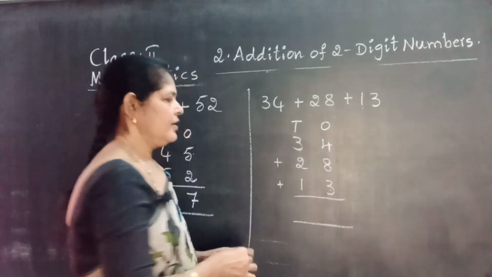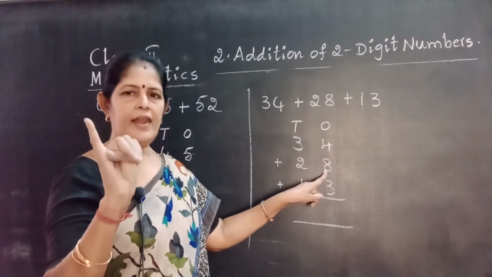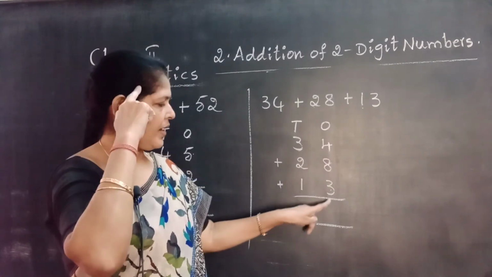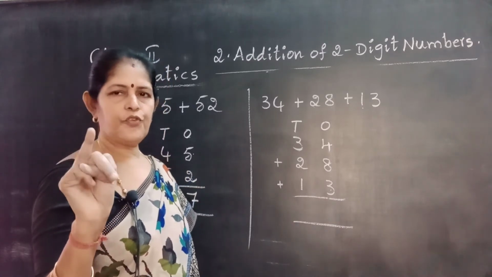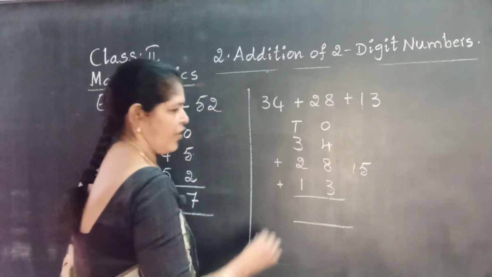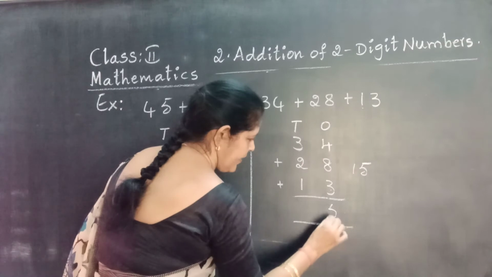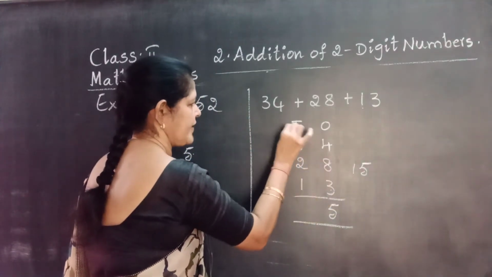Adding ones. Take 4 fingers, 8 after: 9, 10, 11, 12. 12 in the mind. Take 3 fingers, 12 after: 13, 14, 15. 15 is a 2-digit number. On the right side, 5 is written in the ones place. 1 is carried forward to the tens place.